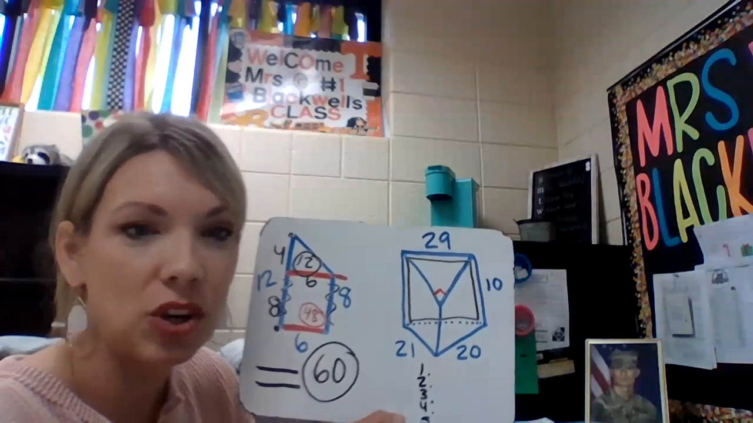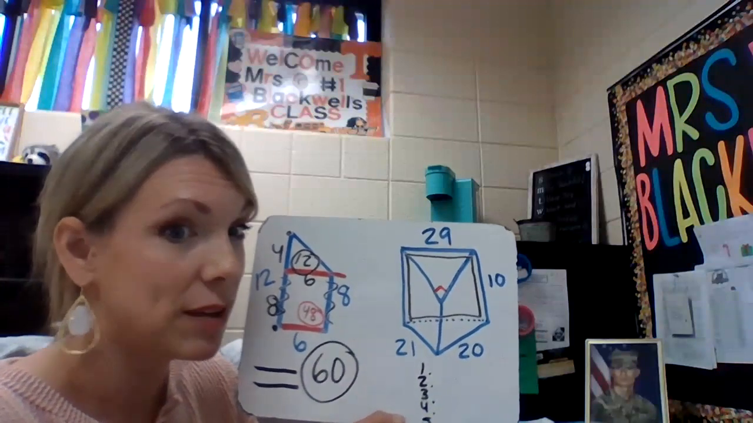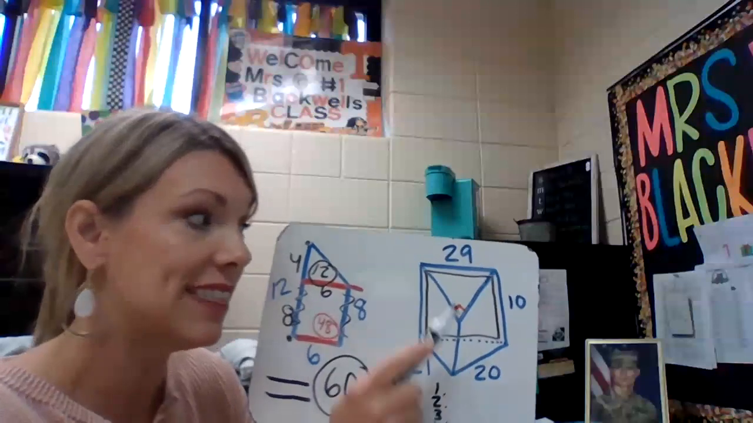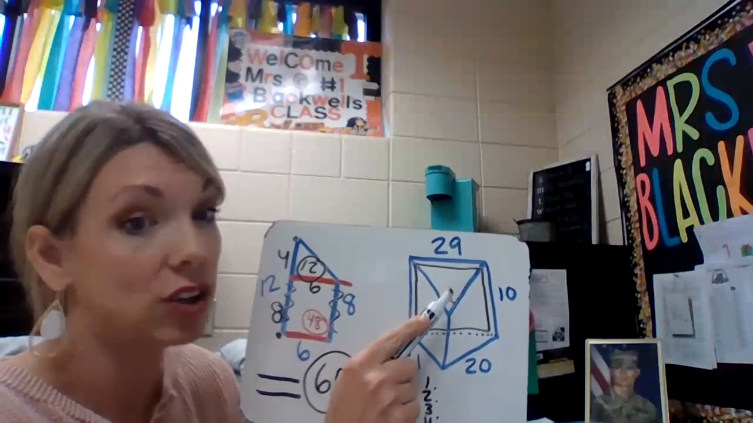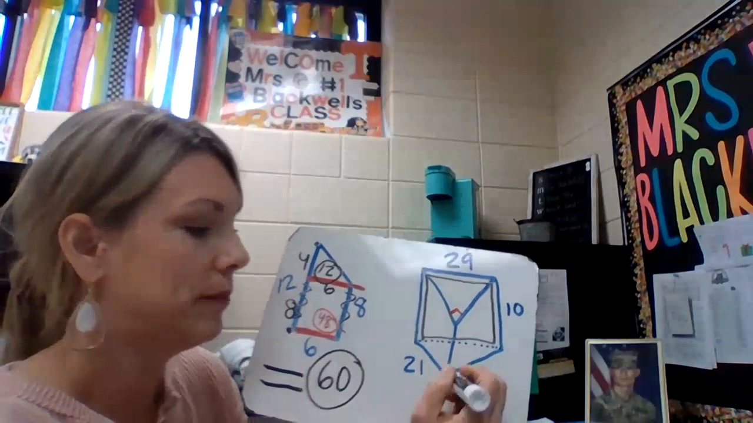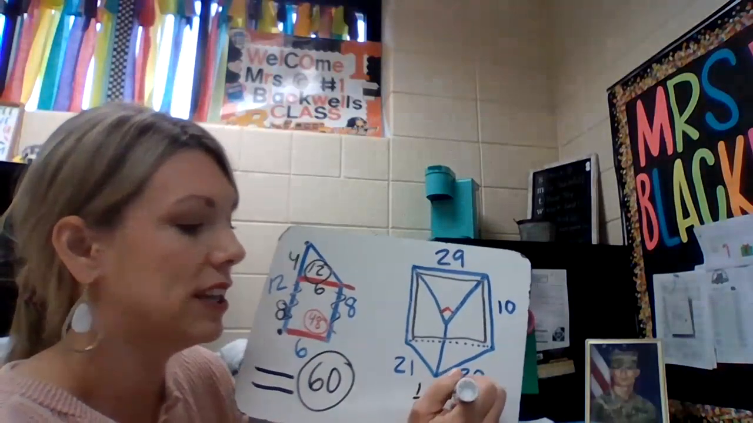420, is that going to be your area? Think about it. Why not? Why is that not your area? Because this is a triangle, and triangles get divided by 2. 420 divided by 2 is 210. So there's our first area.